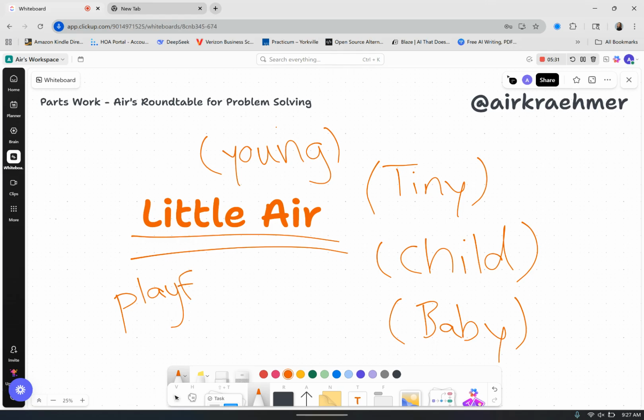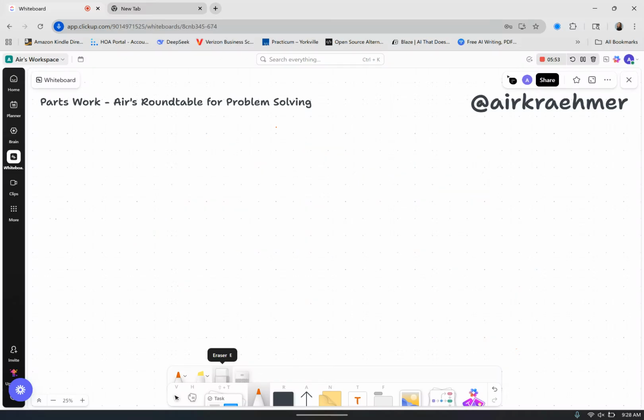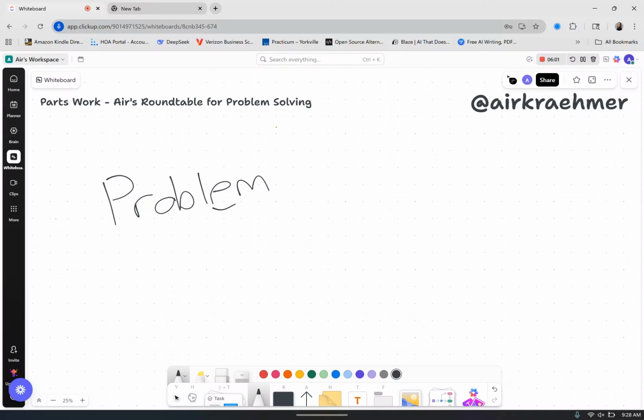She's my child. She's playful, she's fun, she likes excitement. And that Little Air is actually the oldest out of all the Airs. But she's that child at heart. And this is going to become important because we're going to talk about problem solving here in a moment in something I like to call the round table.